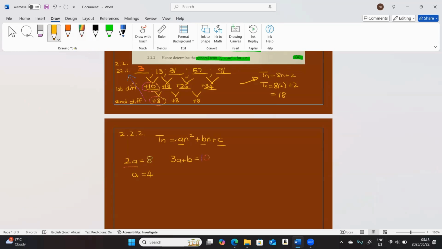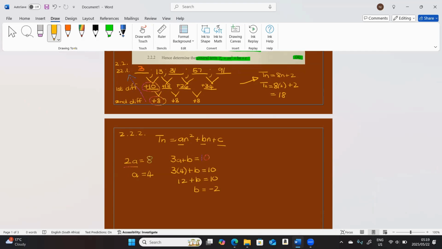Now we solve for b, because we know that the value for a is 4, so we can substitute that: 3a plus b equals 10. So 3 times 4 is 12, plus b equals 10. And then obviously when we take 12 to the other side, it would be negative 12. So my answer would be negative 2 for b.